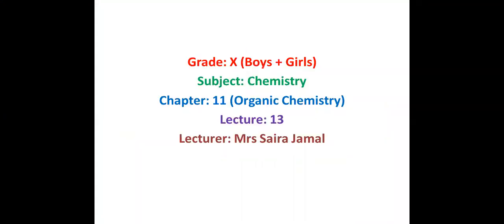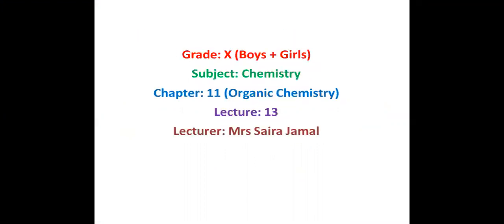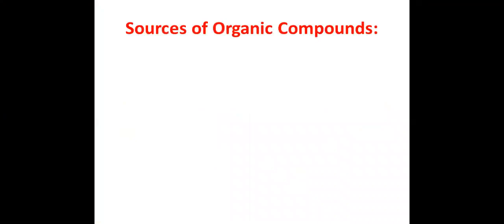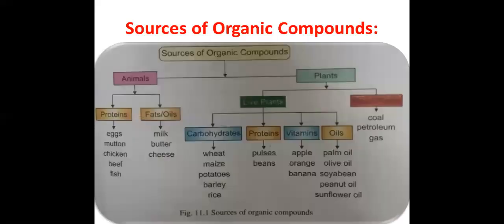Saira Jamal with the 13th lecture, and in this lecture we will continue chapter number 11, that is organic chemistry. In this lecture we will discuss the sources of organic compounds. There are two important sources of organic compounds, animals and plants.